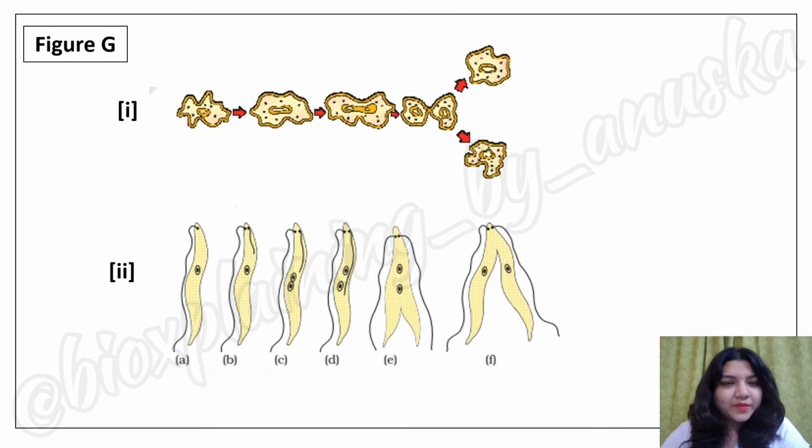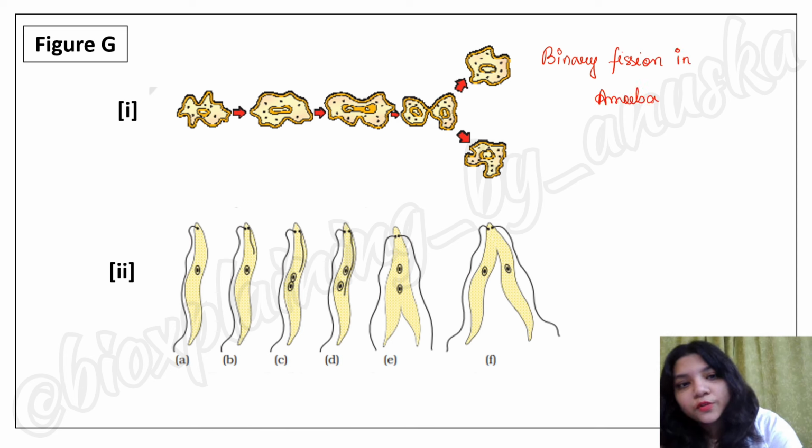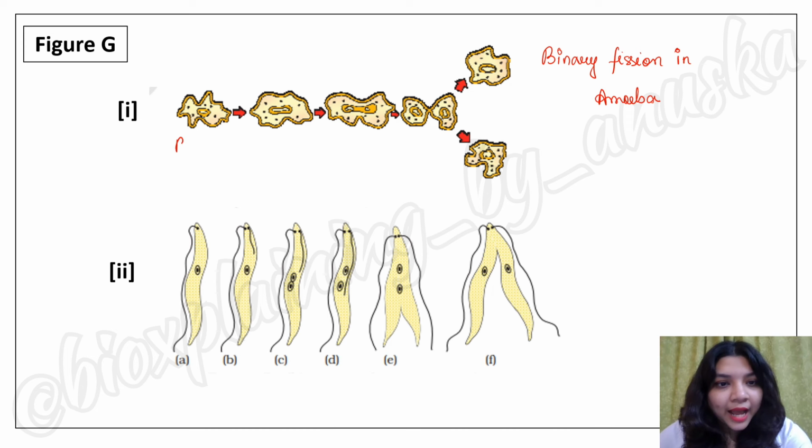Okay, these are very simple. The first one shows binary fission in amoeba. Let's write down binary fission in amoeba. Okay. So first you are seeing that you have an amoeba parent cell. So from this parent cell, see what is happening.